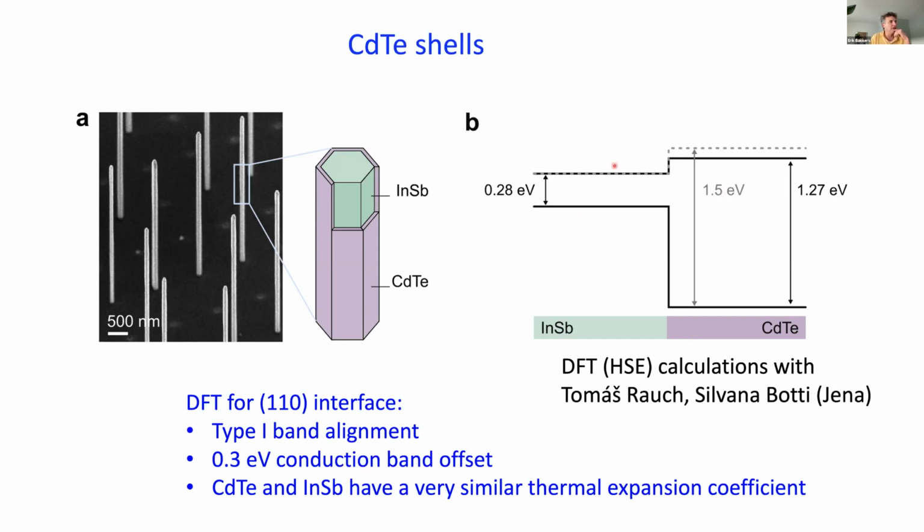So this is the indium antimonide structure, conduction band, valence band. Here we have the cadmium telluride conduction band, valence band offset. We have a type 1 band offset, and most of the offset is actually in the valence band, as you can see here. The offset in the conduction band is about 0.3 electron volts. Also important to mention is that cadmium telluride and indium antimonide have a very similar lattice constant, and they also have a very similar thermal expansion coefficient, which is helpful, of course.